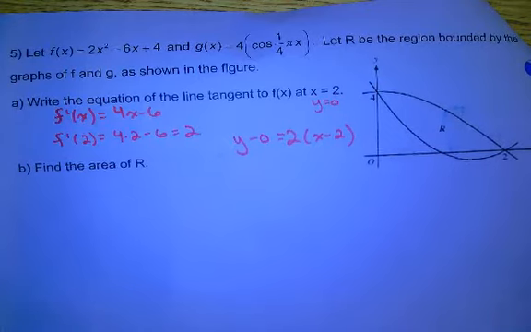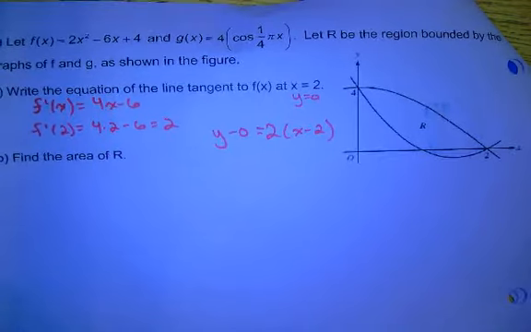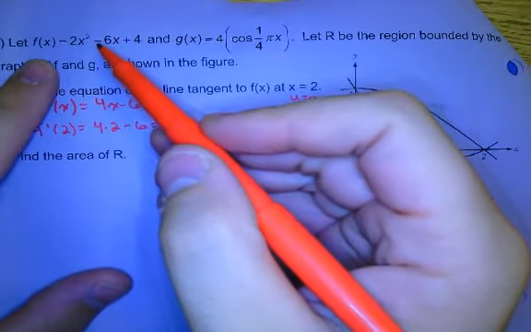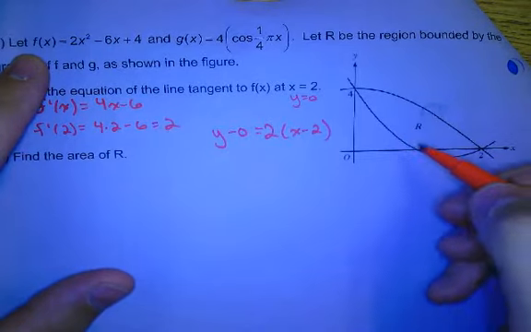Okay, let's find the area of R. So you need to know what the bigger function is. The bigger one's the cosine. How do you know that? I just guessed. That sounds about right. Is this an up or a down parabola? Up. Bottom one's the little one. It's F because it's an up parabola.